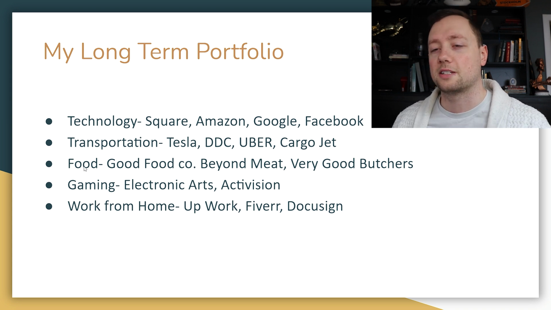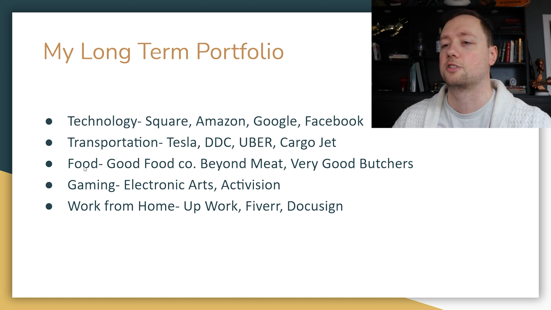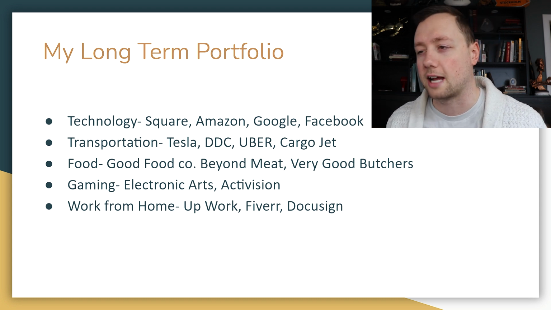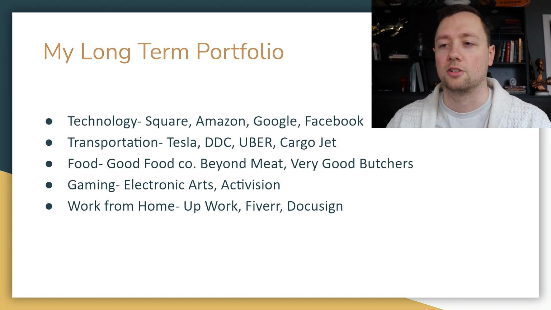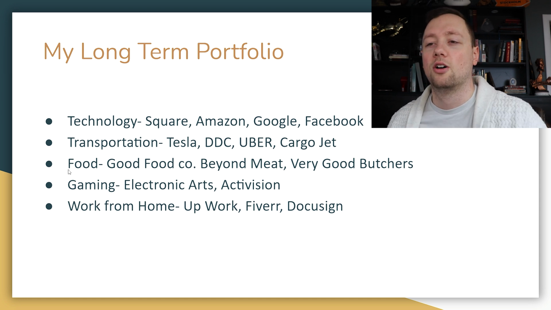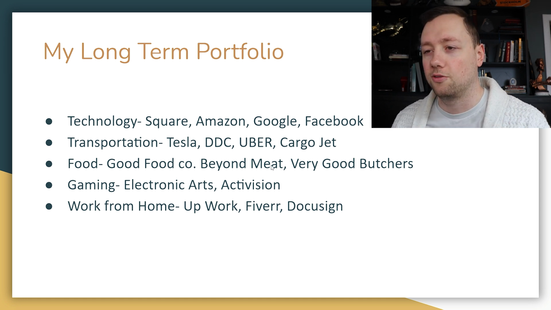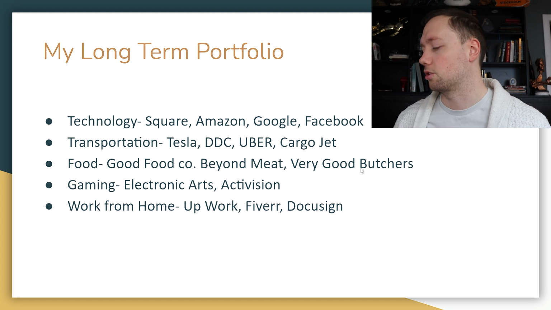And I think the food space is ripe for takeover right now by these plant-based products, these meat alternatives. I think the food space is changing drastically right now with the food delivery, with the meals that are ready to go and delivered to your door. I think a lot of these companies here, Good Food Company, Beyond Meat, and Very Good Butchers, are all very well positioned to take advantage of that. So this is what a lot of my long-term portfolio looks like.